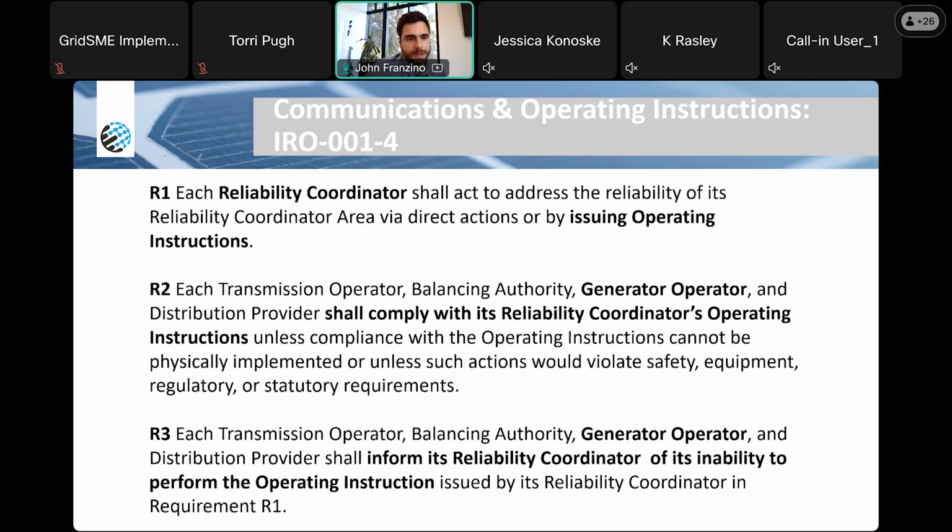All right. This one, IRO-001, is related as well, but it's essentially saying if a GOP receives, really, if anyone receives an operating instruction, you have to comply with it, unless you are unable to comply with it. So you can't say, no, I'm not going to move this set point, unless there is a safety, physical, or other limitation that prevents you from complying with the issued operating instruction. So that's really all IRO-001 says.